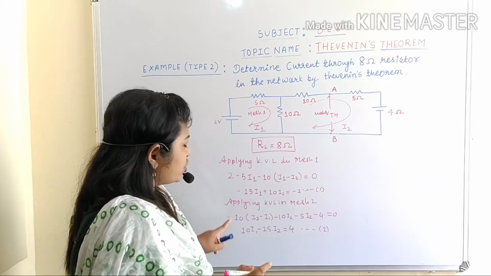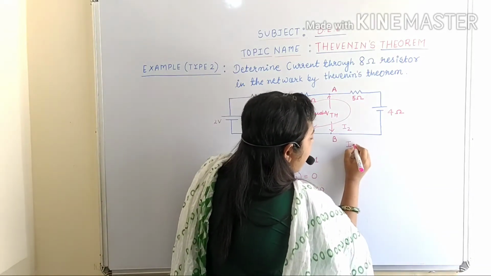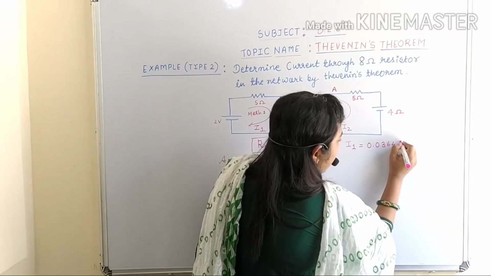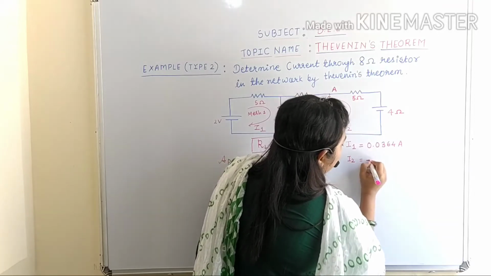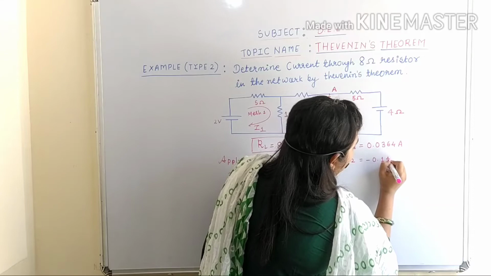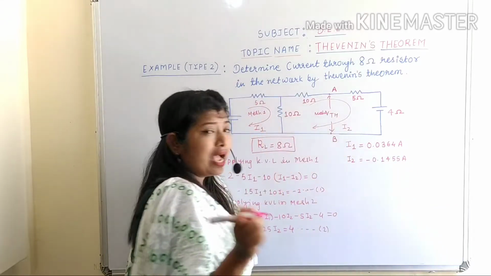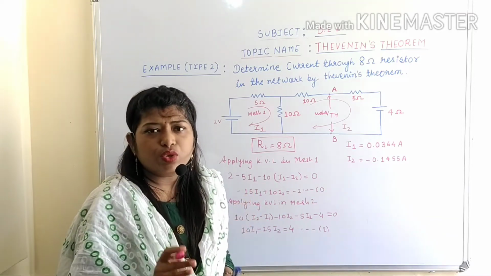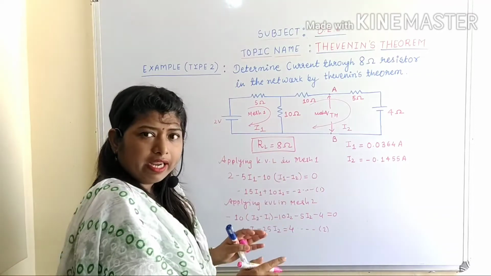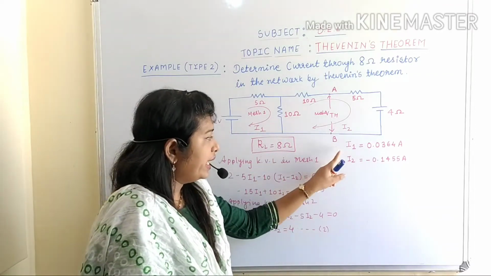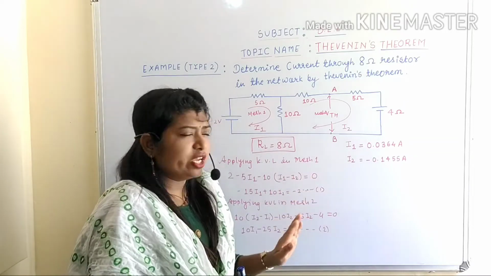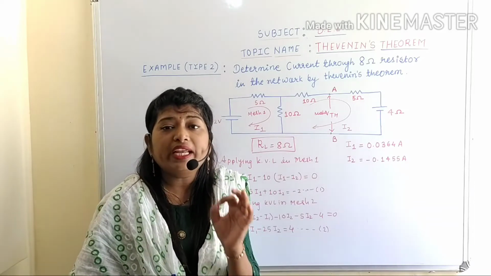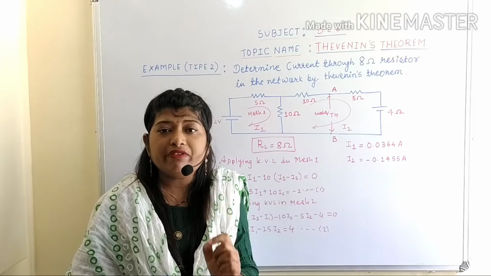After solving equation 1 and 2, you will get I1 is equal to 0.0364 ampere and I2 is equal to minus 0.1455 ampere. You have to calculate these two values whether you are getting the same answer or not. I hope you have understood how to apply mesh analysis inside the circuit, and after applying mesh analysis you will get the values of I1 and I2. But what we need to calculate? You have to calculate VTH, that is Thevenin's equivalent voltage.